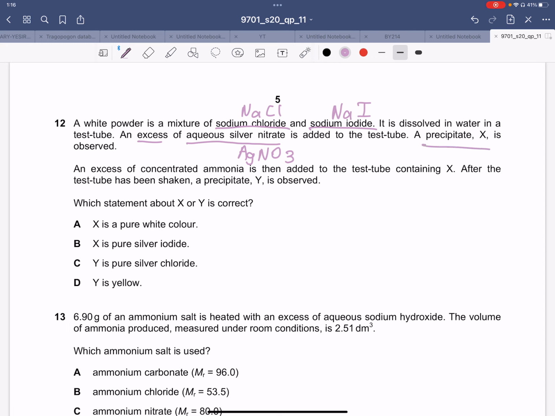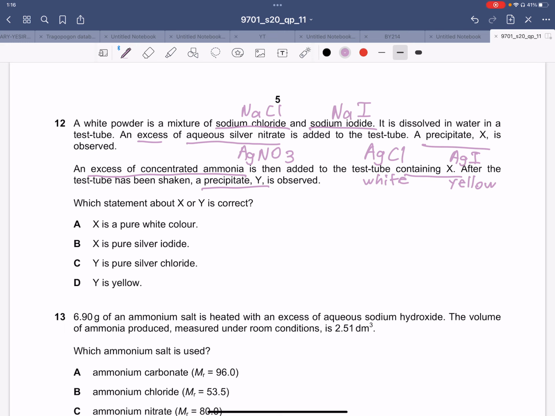Okay, so immediately we know that since there's an excess of silver nitrate, all of the silver will react with the chlorine and the iodine in the sodium chloride and sodium iodide. So you're going to get a bunch of AgCl precipitate, which is white, and AgI precipitate, which is yellow. It's like a really, really pale yellow. Okay, and then moving on. An excess of concentrated ammonia is then added to the test tube containing X. After the test tube has been shaken, a precipitate Y is observed.